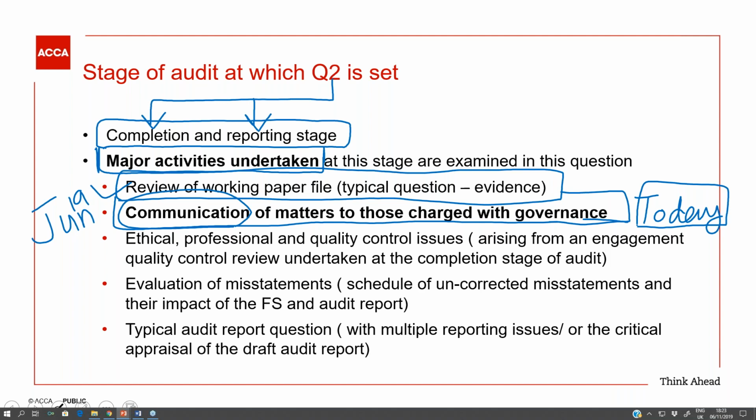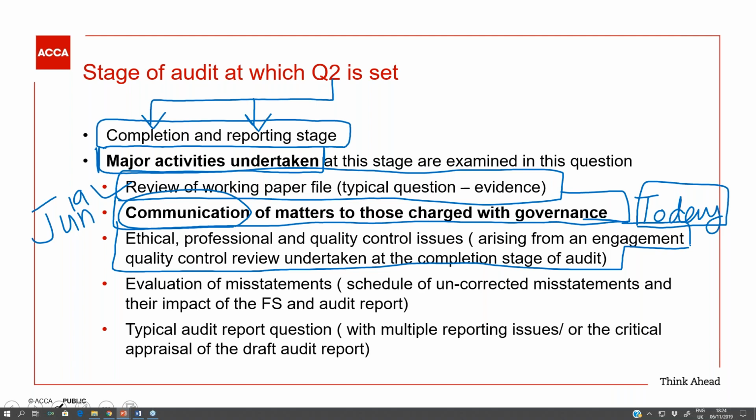Number three, ethical, professional, and quality control issues arising from an engagement quality control review undertaken at the completion stage. Now, I think you must have seen this question so many times, a regular feature of the AAA paper. Question two says you are an engagement quality control reviewer, or an engagement quality control manager, and you are performing a review. And in the review, there must be many ethical issues, professional issues, and quality control issues which you must have identified.